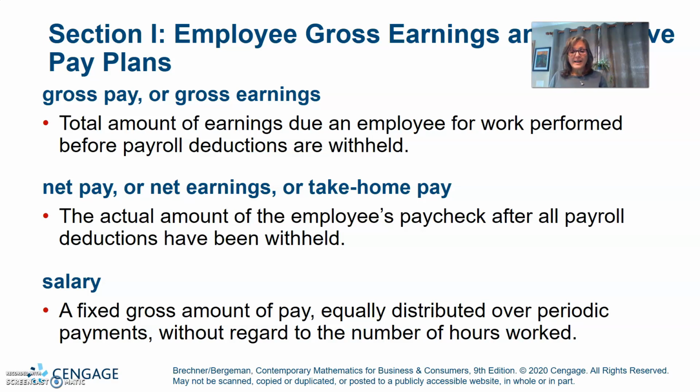Your salary is the fixed gross amount of pay equally distributed over periodic payments without regard to the number of hours worked. So when you're on salary, you hear people say, oh, they got a job, it's $80,000 a year. They may work weekends, they may not. They may work from 8 to 3 or 8 to 5 and then not have any work in the evenings, or have to go in on the weekends.